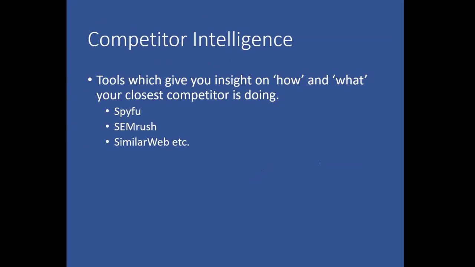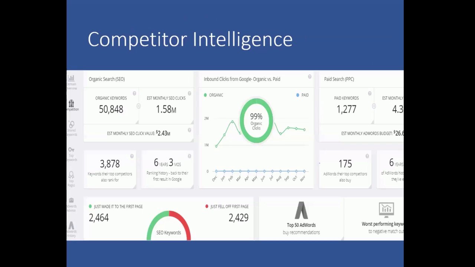Competitor intelligence is to see what and how your competitors are doing what they are doing. There are a lot of tools available in the market. My favorite ones are SpyFu, SEMrush, and SimilarWeb. You are able to get very good insight into what your competitors are doing and what you can also do to boost up your rank. Just to give you an example, this is how competitor intelligence looks.